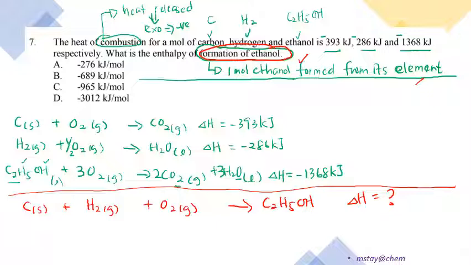Before we continue, we have to make sure this thermochemical equation is balanced: 2 mole of carbon, 3 mole of hydrogen, and 1/2 mole of oxygen gas. So we're going to calculate the value for this enthalpy of formation of ethanol.